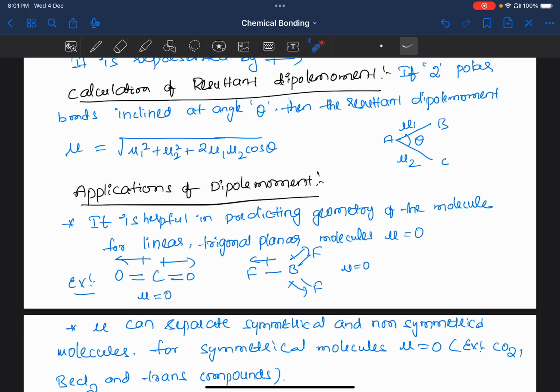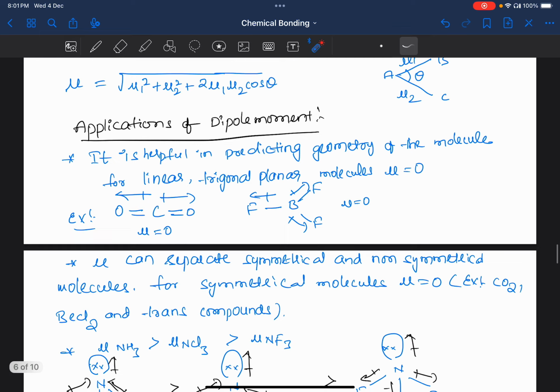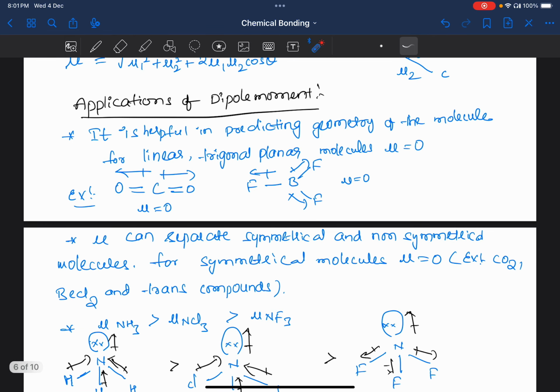And next, trigonal planar molecules. Boron trifluoride has a trigonal planar structure. In this case, the dipole moment of this bond is cancelled by the dipole moment of these two bonds. So here also the dipole moment is equal to zero. This is one of the applications.